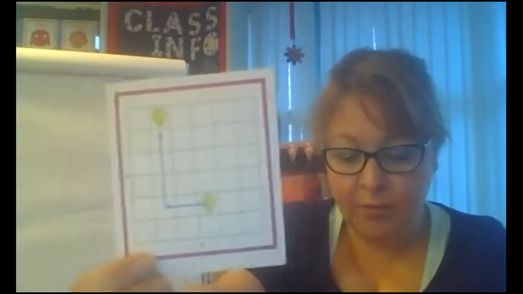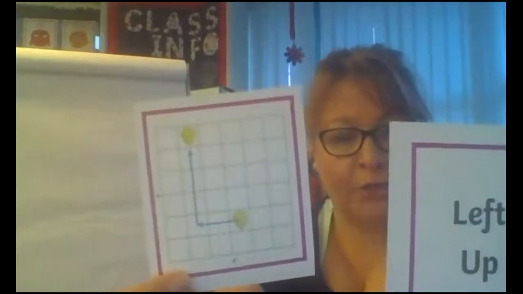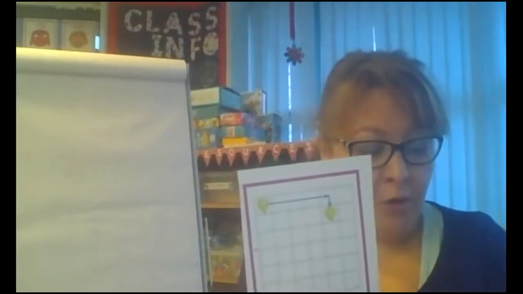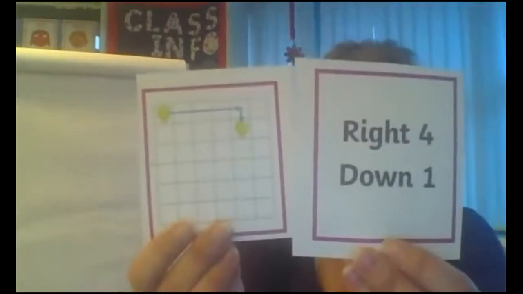So we'll go for this one. Did you get that? Left 2 and up 4. Well done if you did. Again, x-axis at the bottom. So we're going right 4 and down 1. Well done. We've got 2 left.